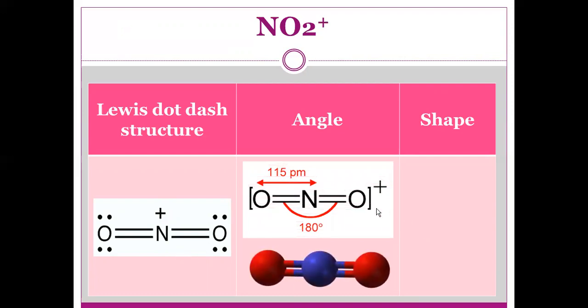Actually, the nitrogen appears like this. You can see the blue color is for N and the red color is for the oxygen. What is the shape? Around the central atom you have two VSEPR units. So what is this angle? It's 180 degrees. The shape is linear. So, next example.